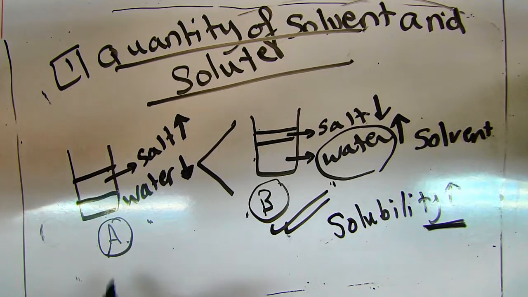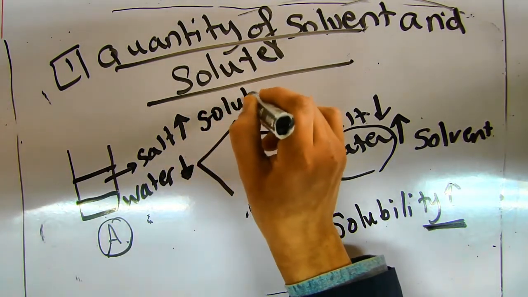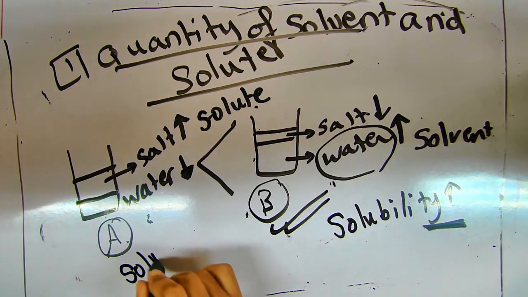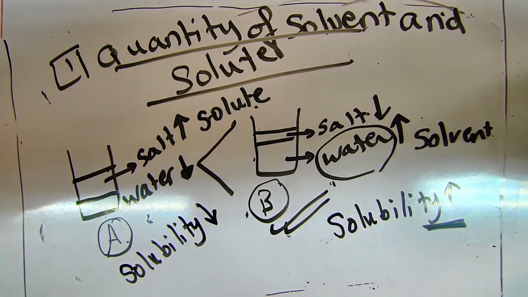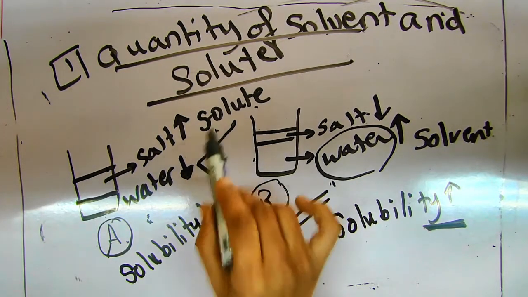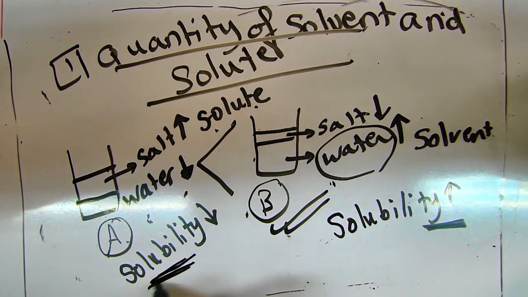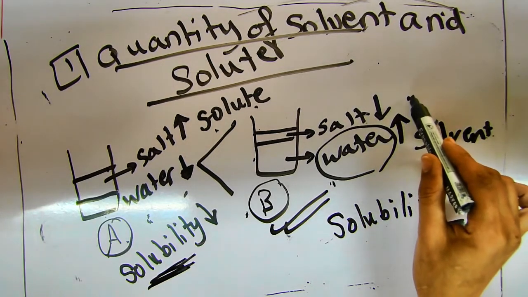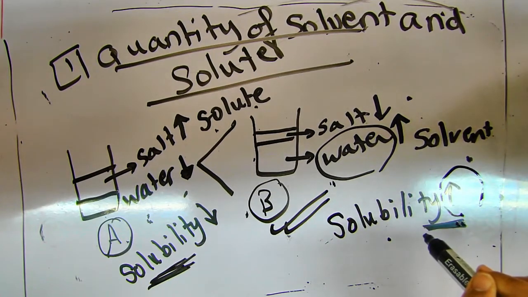On the other hand, here the solid is more than the solvent. That means the solubility decreases, so it takes more time to dissolve. Again, if the solid is more than the solvent, the solubility decreases. But if the solvent is more than the solid, the solubility increases, meaning it does not take more time.